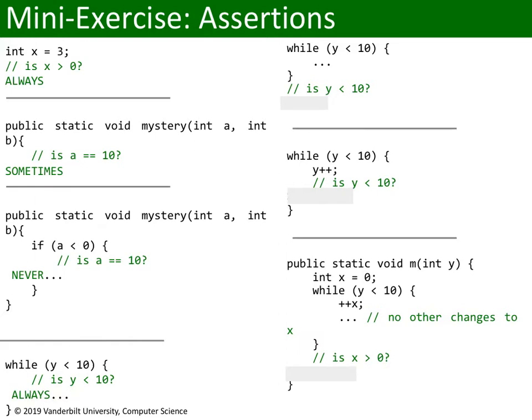Okay, but what about immediately after we exit the while loop? Is y less than 10? No, because the only way that we could possibly get to the statement immediately after the while loop is if we had the test be false. So we know that the test y is less than 10 results in a Boolean value false. That means y must be greater than or equal to 10. Therefore, this assertion is never.